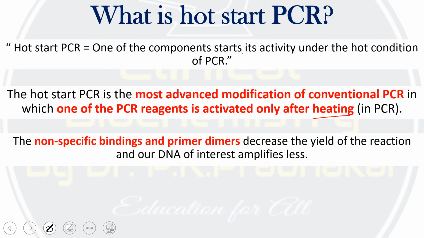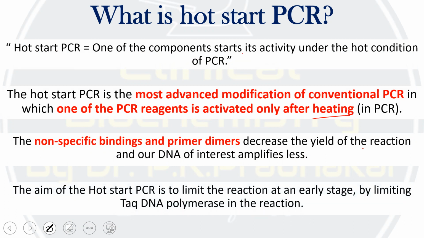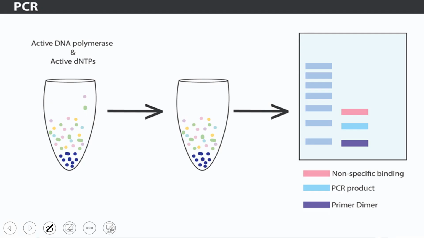So the non-specific binding and primer dimer decrease the yield of the reactions, and our DNA of interest, or gene of interest, or template DNA, is amplified very little. So the aim of the hot start PCR is to limit the reaction at an early stage, before the heating process. Normally the PCR process should occur after heating, but because of the Taq DNA polymerase, it starts before heating. So hot start PCR decreases this early starting of the elongation process by limiting the Taq DNA polymerase in the reactions.